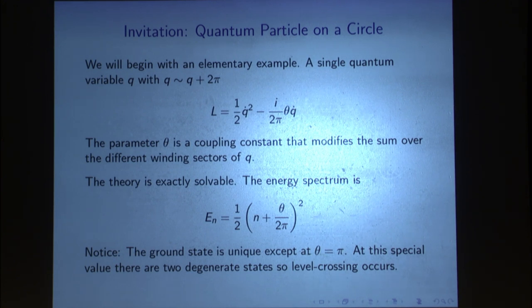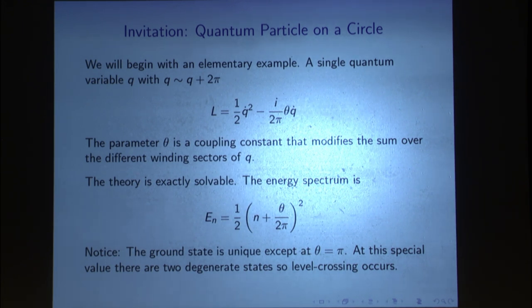OK, so to start, let me focus on a very simple elementary example, which is a quantum particle on a circle. So we'll be in quantum mechanics. This example actually illustrates all the features that we'll see. We'll build up the language here, and then we'll subsequently generalize to field theory. So this is our Lagrangian. We've got a single variable q, which is 2π periodic. The Lagrangian has a standard kinetic term. And then the hero of the story is this term θ q̇. So θ is a coupling constant. We're going to study the dependence on θ and what happens when we make θ depend on space and time.